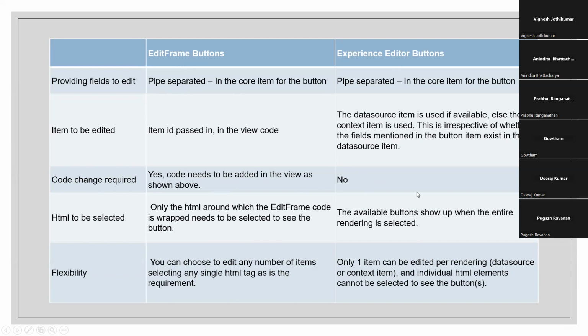So Experience Editor, like I mentioned, is only available at the rendering level. Flexibility wise, obviously, Edit Frame gives you all the flexibility that you want and need, while Experience Editor button is a little restrictive, but if it solves your purpose, obviously that is less work. So that's about these two.